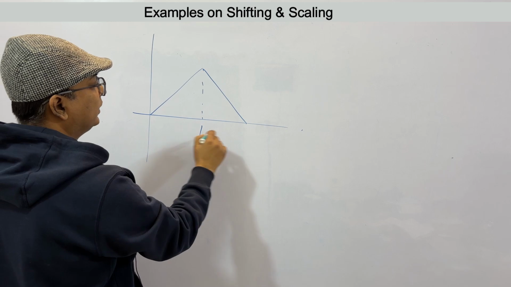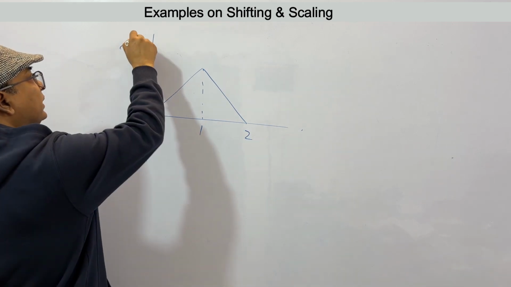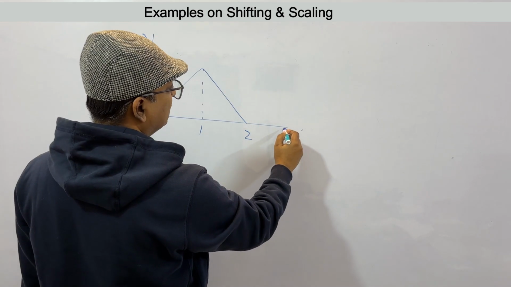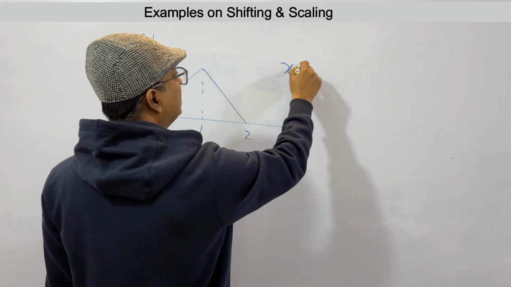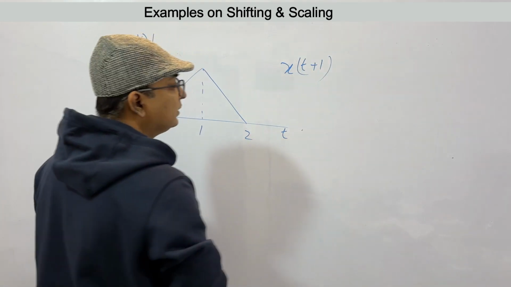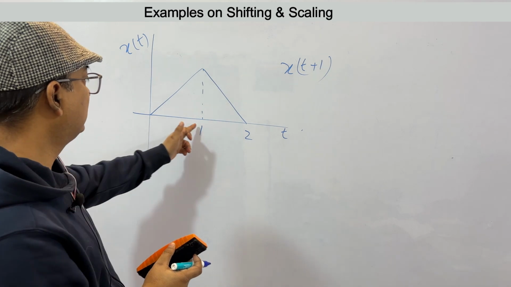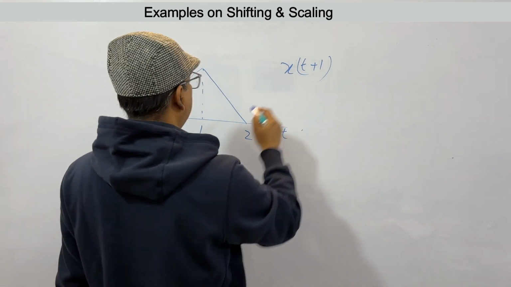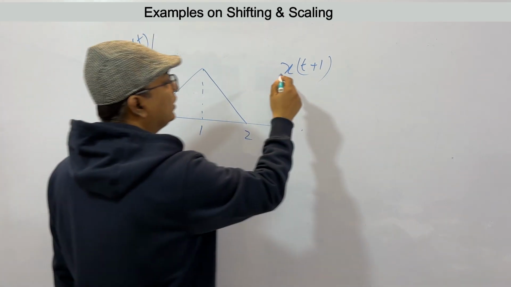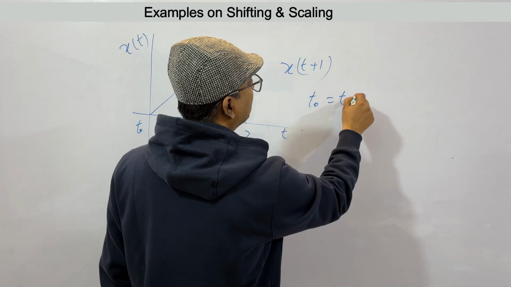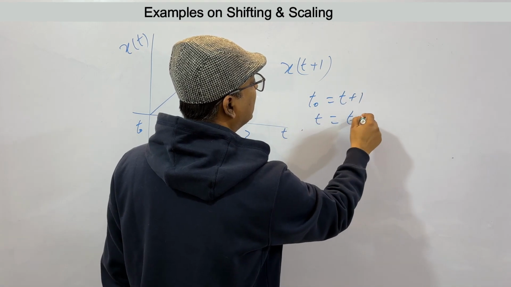This is 1, this is 2. This is your xt and this is t. Now what you have to find is xt plus 1. This means advancing the wave, that is here to here. Other way is, let's say this is t0. So now t0 is t plus 1. This means new t is t0 minus 1.